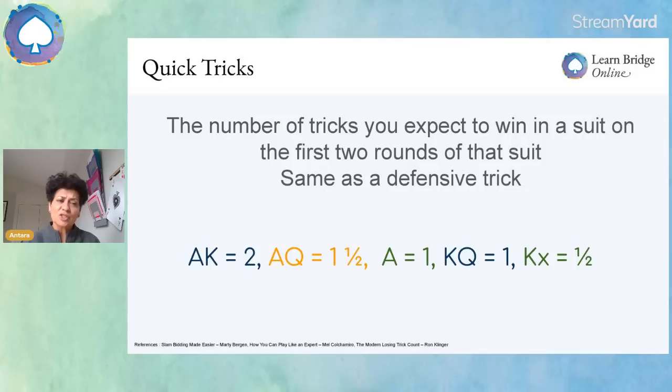An ace-king combination is 2 quick tricks, meaning if spades are played and I've got both the ace and the king in it, I can win the first trick with my ace and I can win the second trick with my king. Have a look at rule of 22 if you want a further explanation. But just to remind you, an ace-king combination in a suit is 2 quick tricks. An ace-queen is 1.5 quick tricks. An ace by itself is 1 quick trick. A king-queen combination in a suit is equal to 1 quick trick. And king small or king third or king fourth is equal to half a quick trick. That's the little repetition on quick tricks.